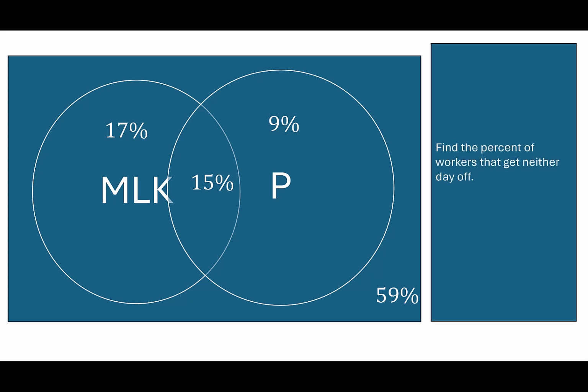The last question said find the percent of workers that get neither day off. Neither day off are the 59% outside of the two circles.